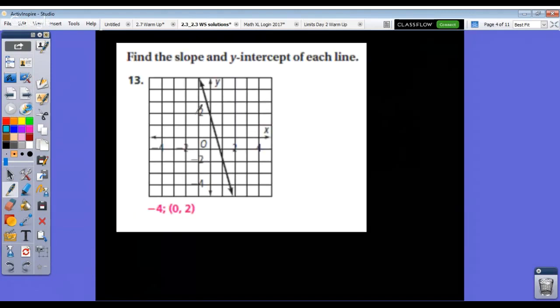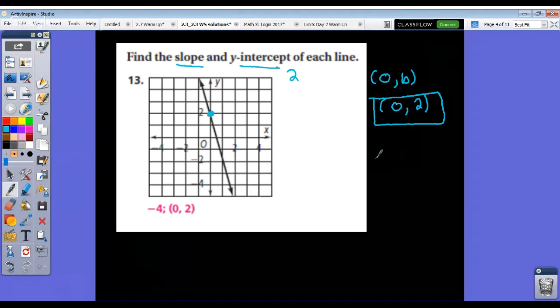The next question, number 13, gives us a graph and asks us to find the slope. So here's the y-axis. I'm going to look along the y-axis and figure out where the line crosses. And I see that that happens at 2. So the y-intercept is 2. However, most of the time, they'll want the answer as a point, (0, b), which in this case is 2. So my answer to the intercept is (0, 2).